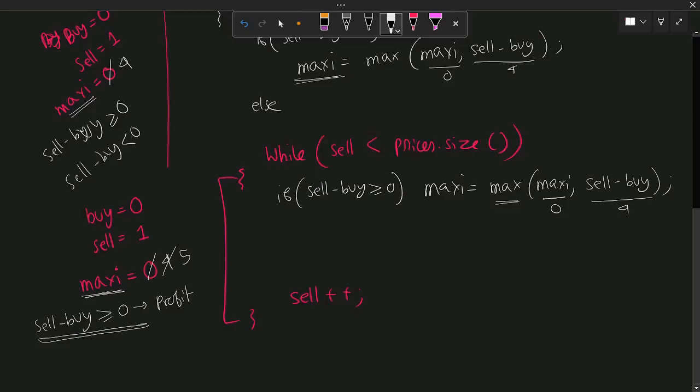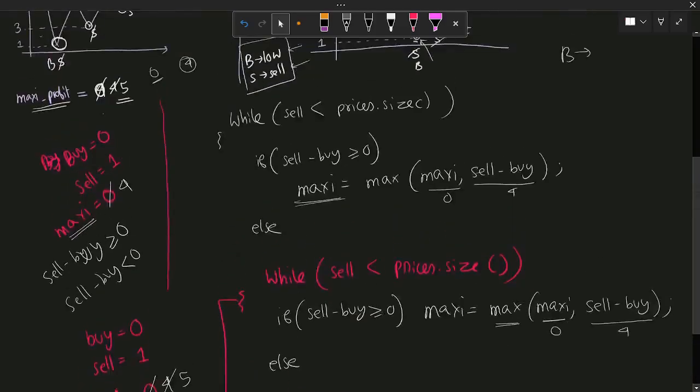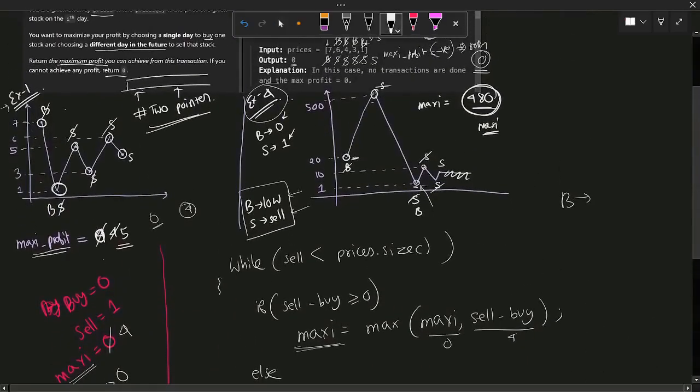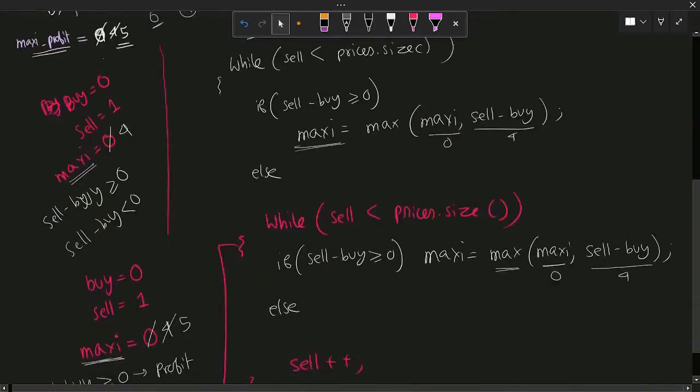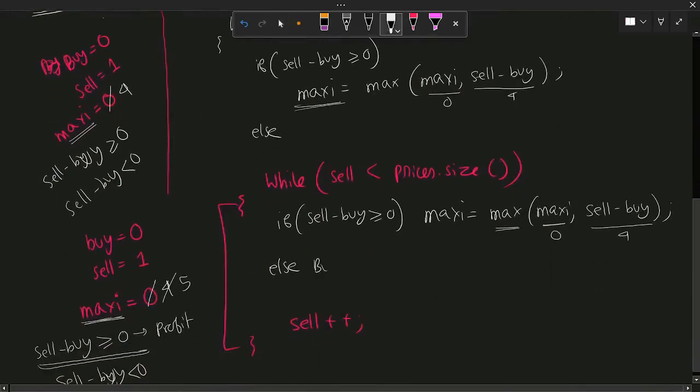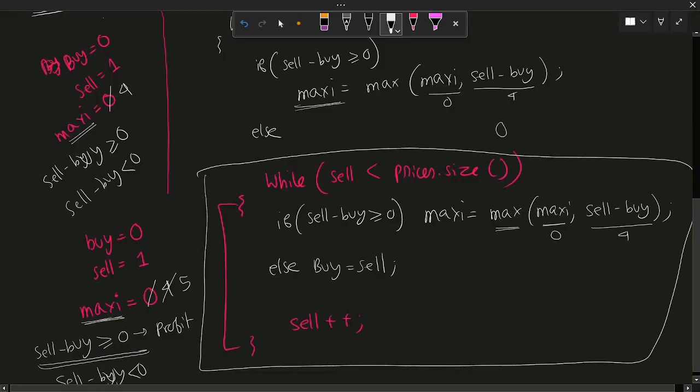Now if we have profit, we will update the maxi value. But what if sell minus buy is less than 0? That means we found, see, when we look at example 1, when the sell minus buy value was initially 0, that is, we found a minimum value than the price that we bought the stock for, right? So we will set this minimum value to buy. So what we will do is, else we'll set buy to sell, and this will actually run in O(n) time complexity. We looked at the pseudocode.